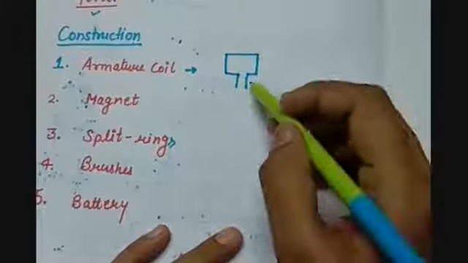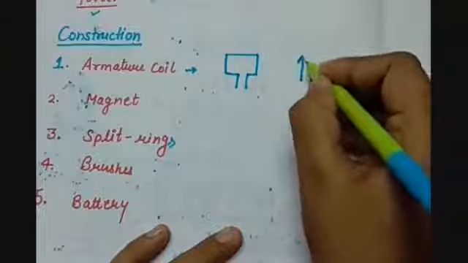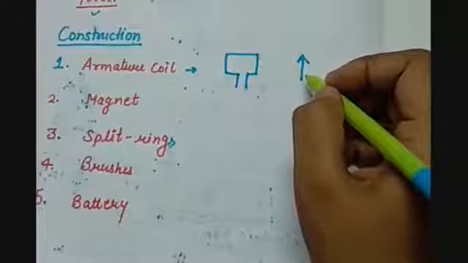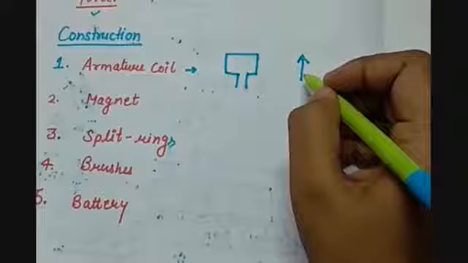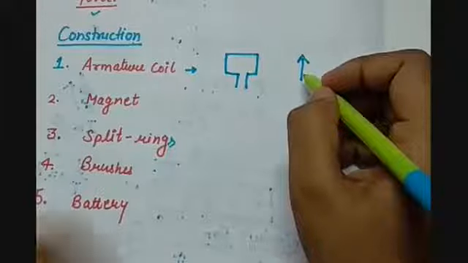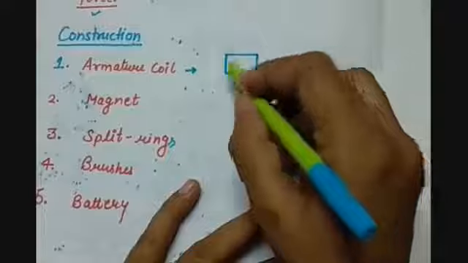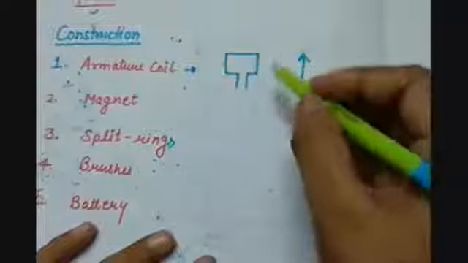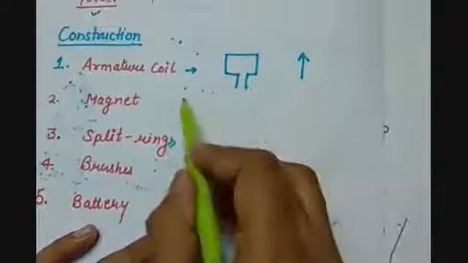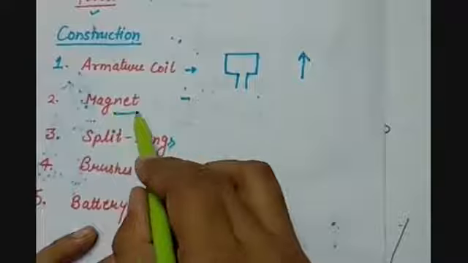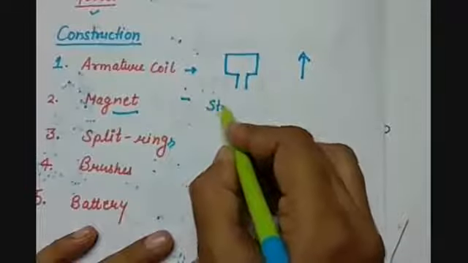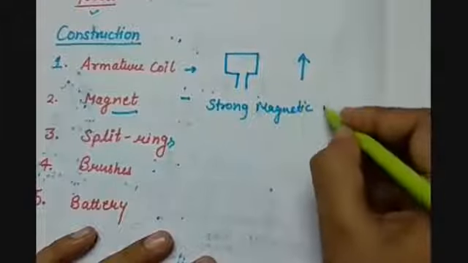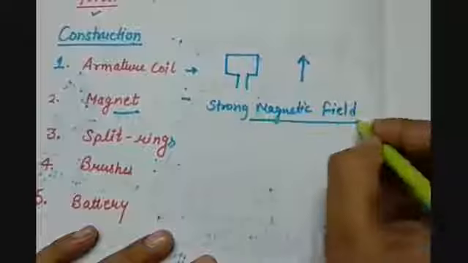Why are we taking it? Because if we take a single straight conductor, then only a straight motion, either left or right, will be produced. But we want to rotate it, so we want the force to act in couples. For that we are taking the rectangular armature coil. This is made up of insulated copper wire. Then second is magnets. To produce a strong magnetic field, we need a strong magnet.